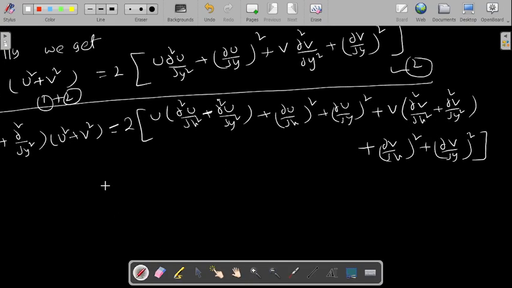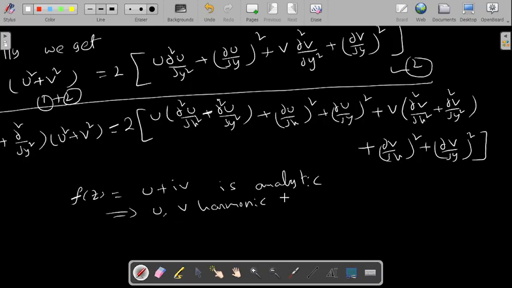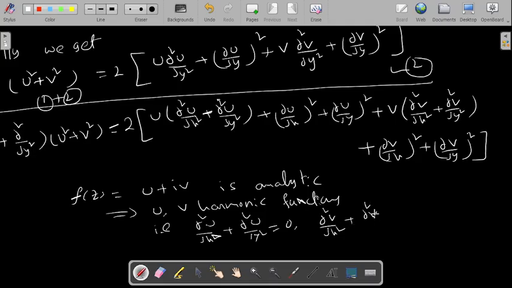So now come to the right side. It is said f(z) = u + iv is analytic. When analytic, which implies u, v are harmonic functions. What is the meaning of harmonic function? That is ∂²u/∂x² + ∂²u/∂y² = 0. Next ∂²v/∂x² + ∂²v/∂y² = 0. Okay.